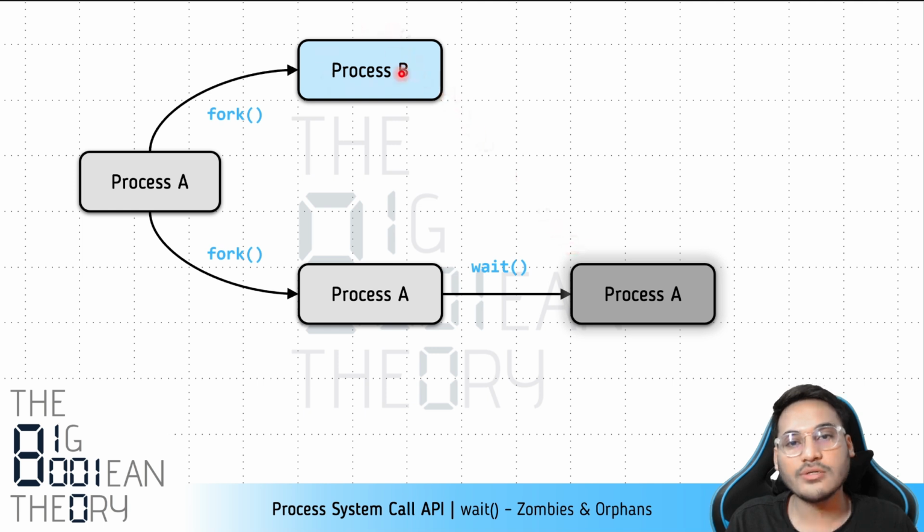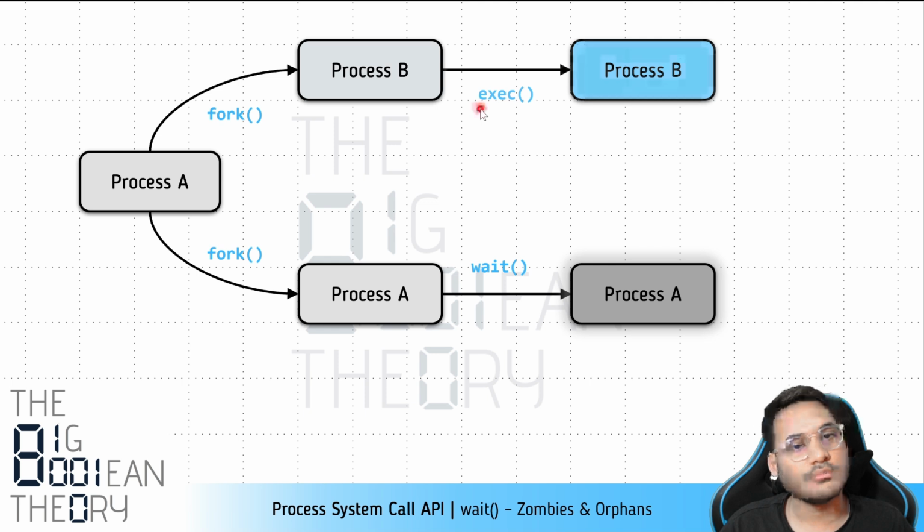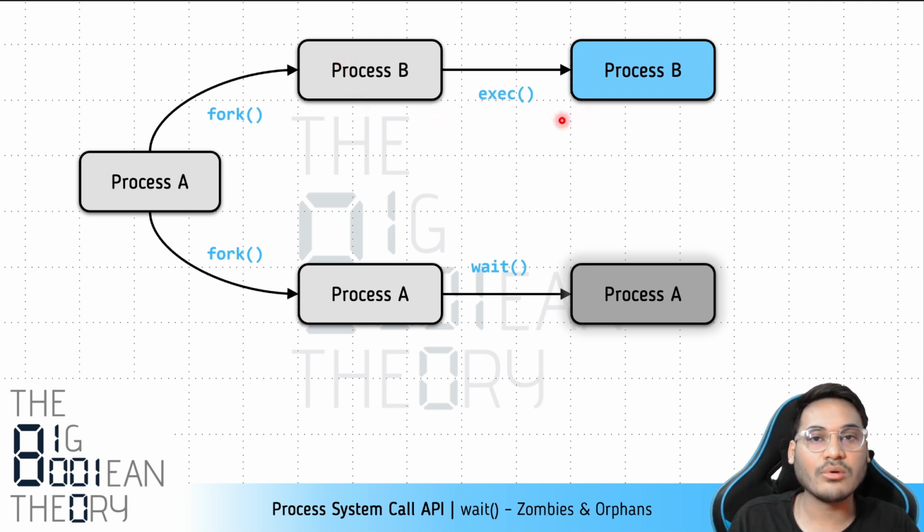Let's now focus on process B, which is the child process. The child process can continue execution, it can do its job. Let's say it executes the exec system call to execute some other program, right? So process B is now executing some other program. When we executed fork, it was executing the same program as process A, but now it is executing a different program via this exec system call.